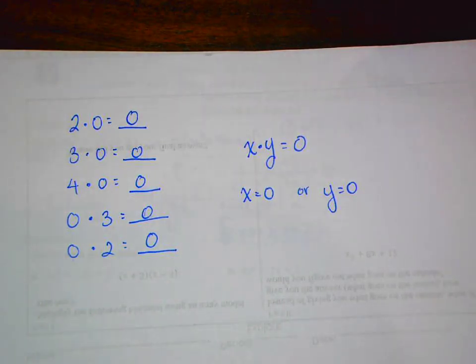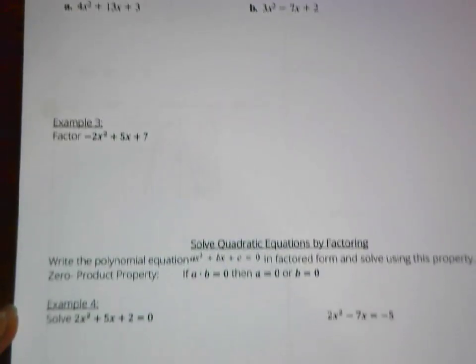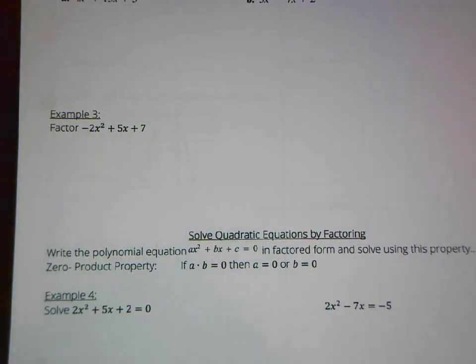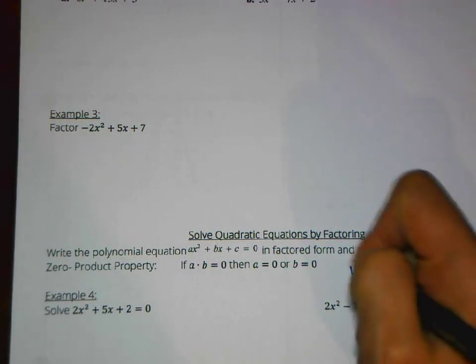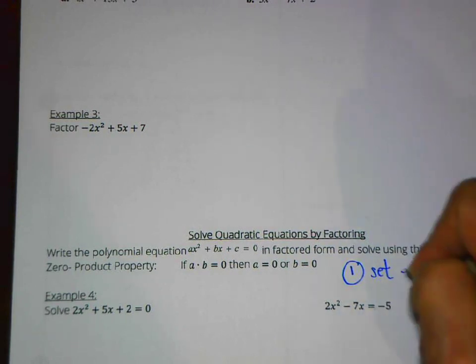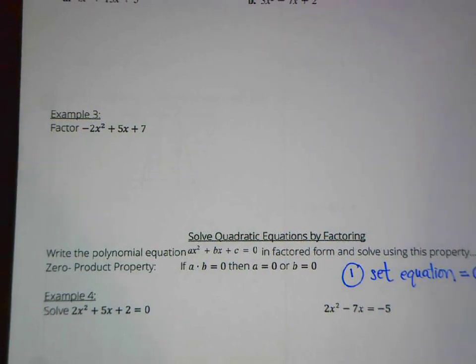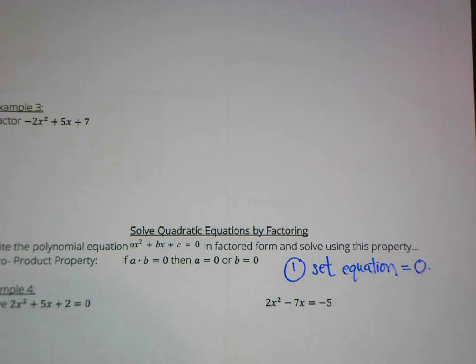So using that idea, we're going to take a look at the bottom half of our notes, solving quadratics by factoring. Since we know that we want to have two numbers multiplied to each other to equal 0, we want to make sure the very, very first step is to set the equation equal to 0. Always set the equation equal to 0.